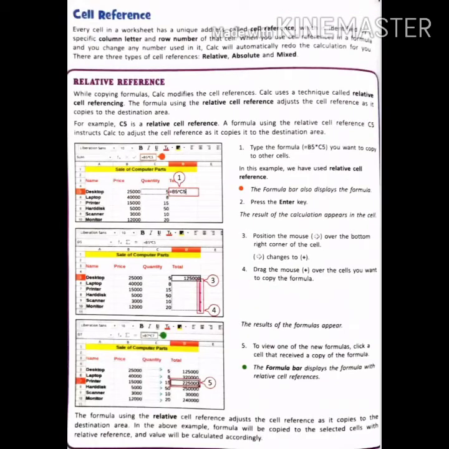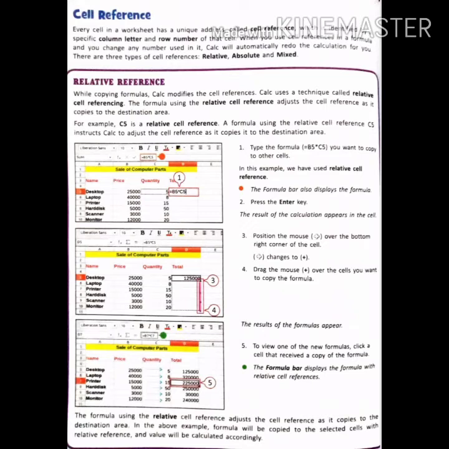Cell reference. Every cell in a worksheet has a unique address called cell reference, which is identified by a specific column letter and row number of that cell. When you use cell reference in a formula and you change any number used in it, Calc will automatically redo the calculation for you. There are 3 types of cell references: relative, absolute, and mixed.